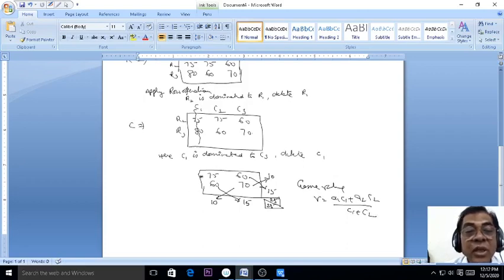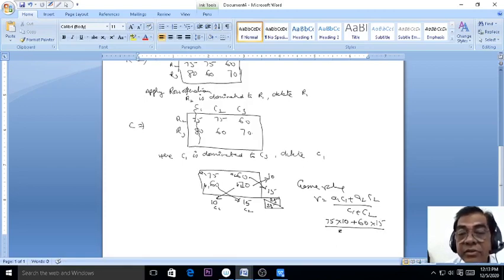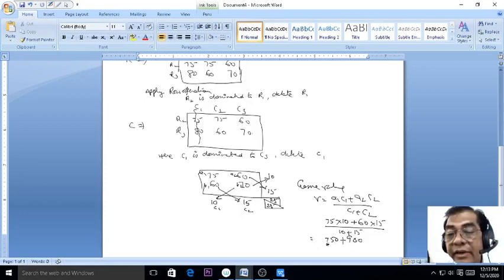What are the A1, A2? Let this be A1, this A2, this B1, B2, C1, C2. So what is A1 here? 75 into C1 10, plus A2 60 into C2 15, by C1 plus C2, 10 plus 15. So that is 750 plus 60 into 15, so 900, divided by 25. So what is the final solution here?